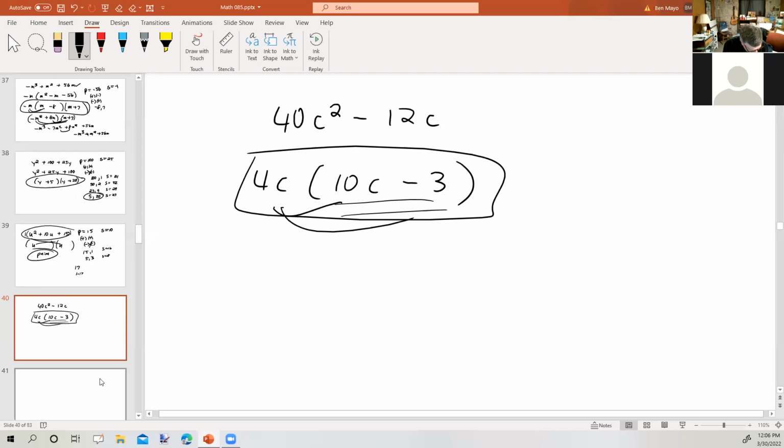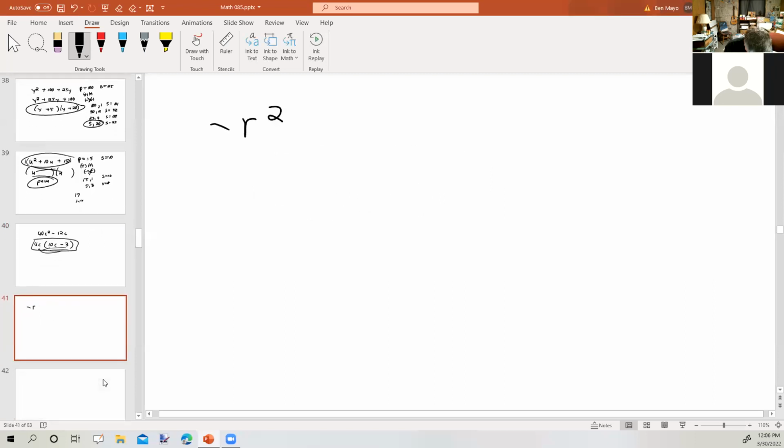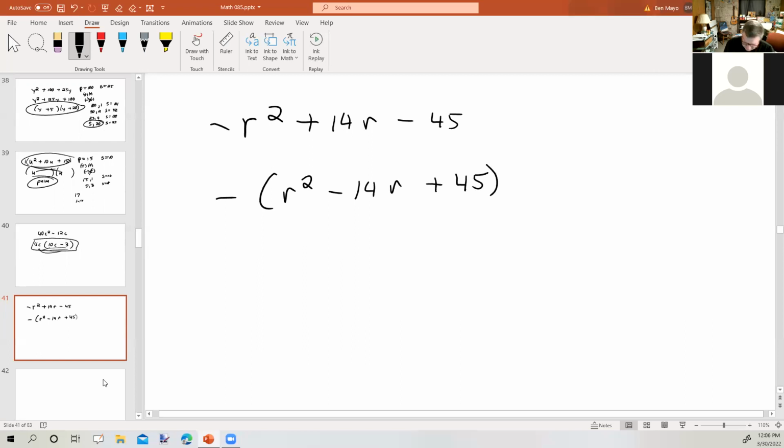How about this one? Negative r squared plus 14r minus 45. This is a trinomial. It's in standard form. It doesn't have a greatest common factor, other than it doesn't have a leading coefficient of 1. So let's factor out a negative 1. Okay. So now, product of 45 and a sum of negative 14.